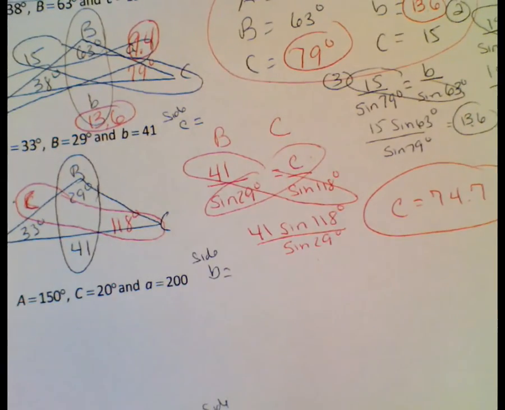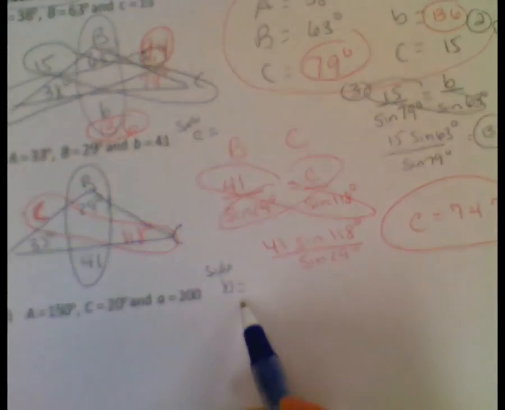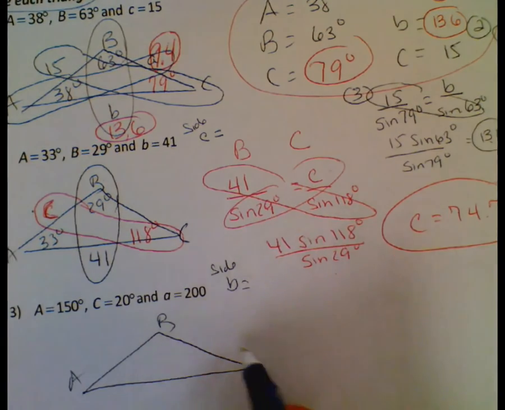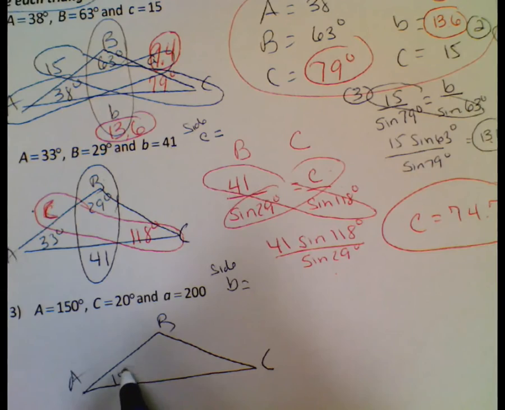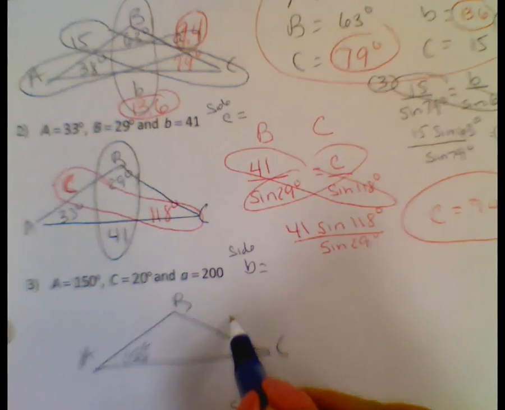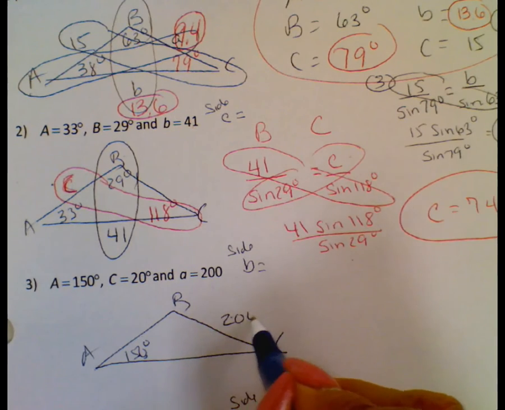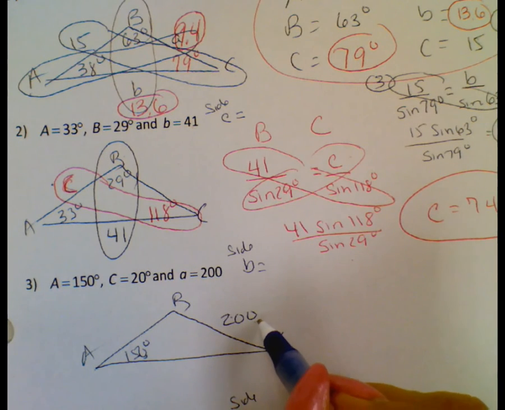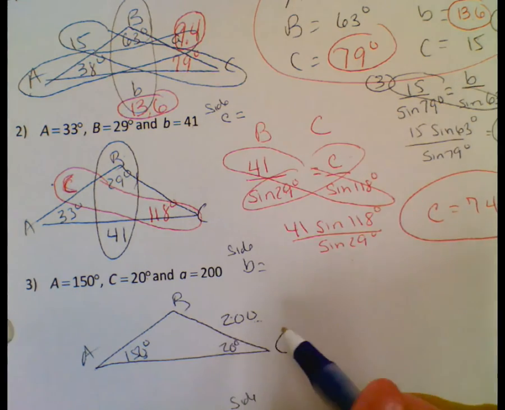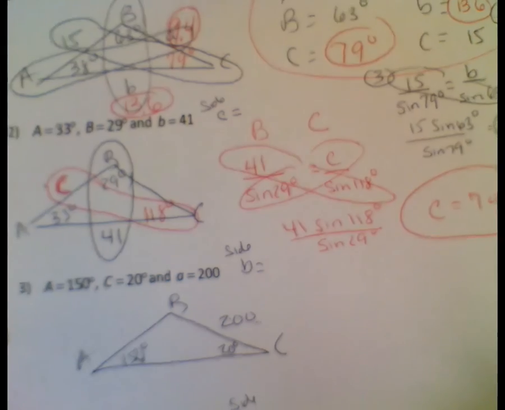So the next one I said to solve for side B. We just made that up, by the way. I don't want to solve for everything. So A, B, C. It says A is 150 degrees. So that's a very large angle. That means this is going to be the biggest side. And it gives you that side, 200. That's going to be your biggest side. Everything else should be smaller than that. They also give you angle C, which is 20 degrees. So that's going to be a small side.